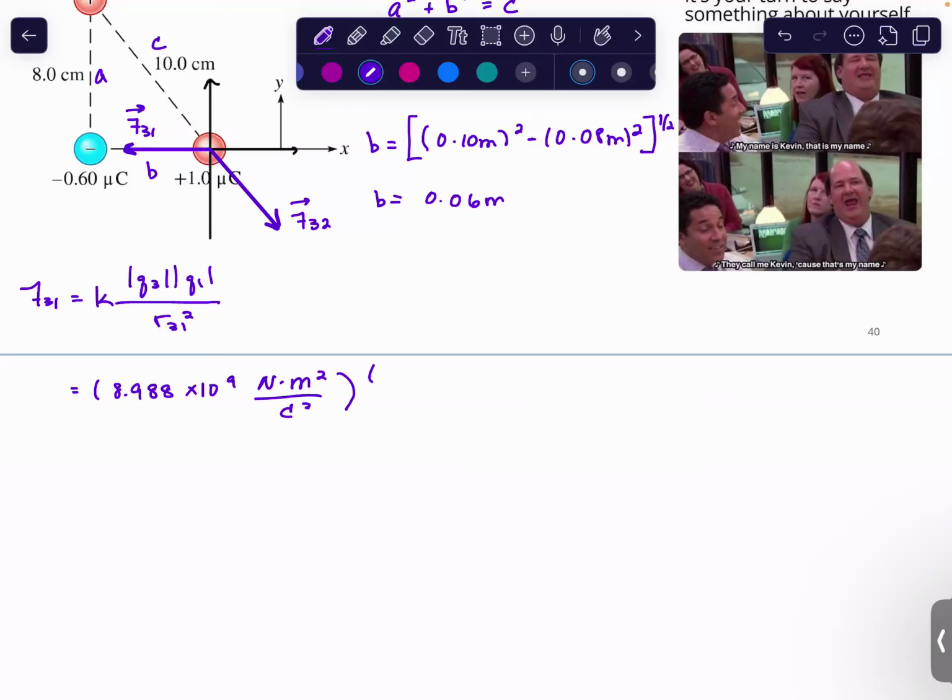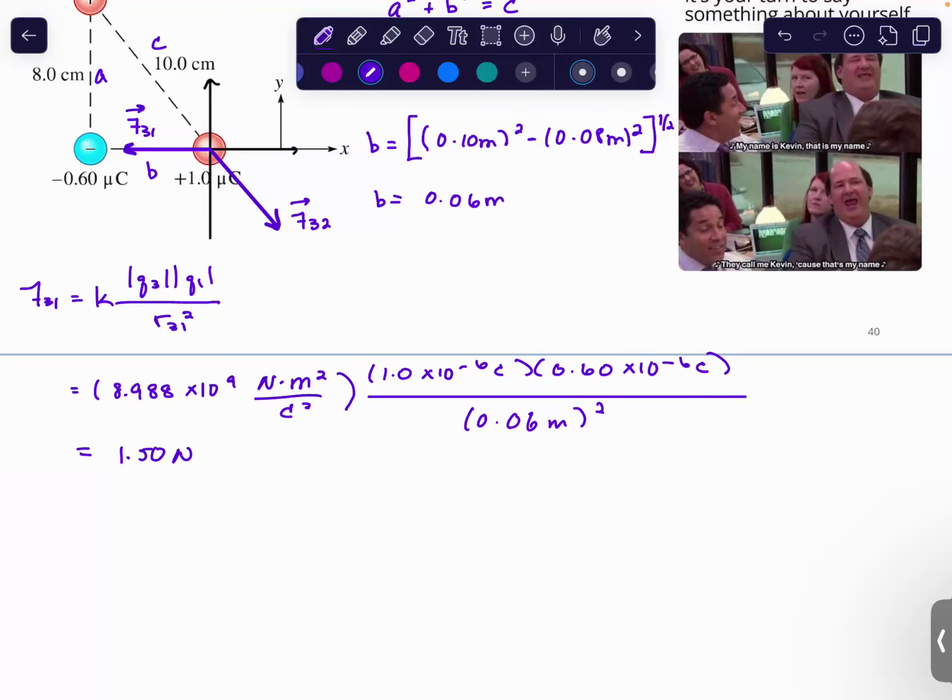Q3. Coulombs. And then Q1, well, the negative one. And that's why we needed that distance. This is going to be a magnitude of 1.5 newtons.